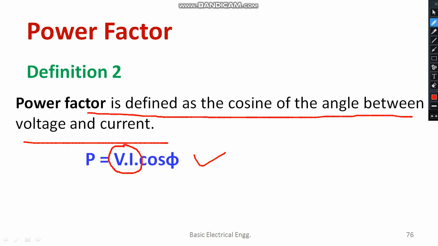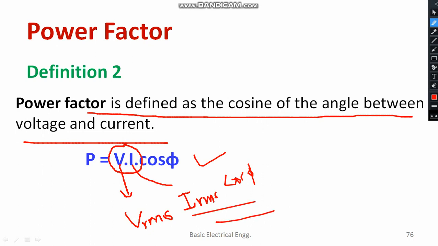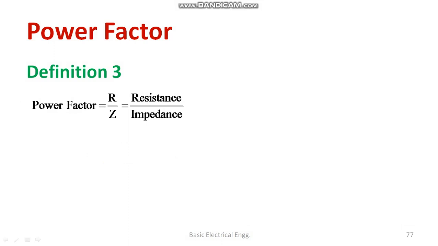From this cos phi, you can verify what is the angle between voltage and current. Here, whatever V is there, that is RMS only. Note this: V RMS times I RMS. We already derived the expression. This will be cos phi. Remember this. So power factor is the cosine of the angle between voltage and current.